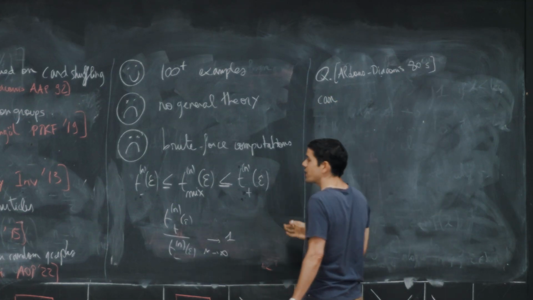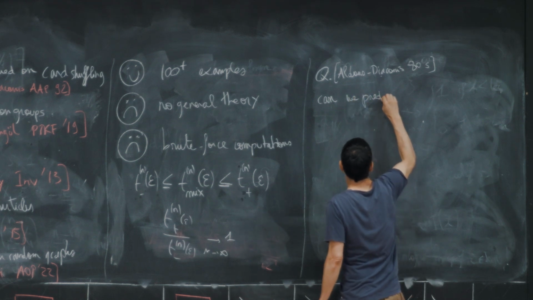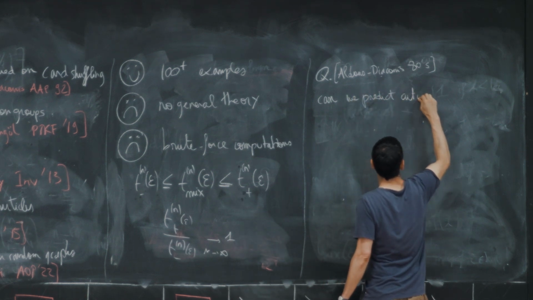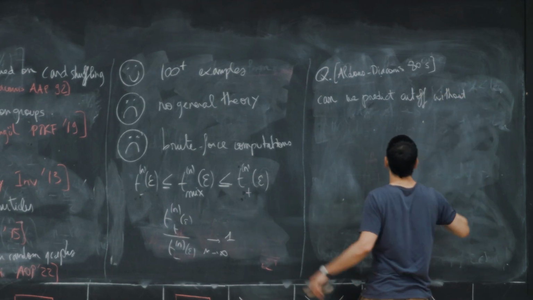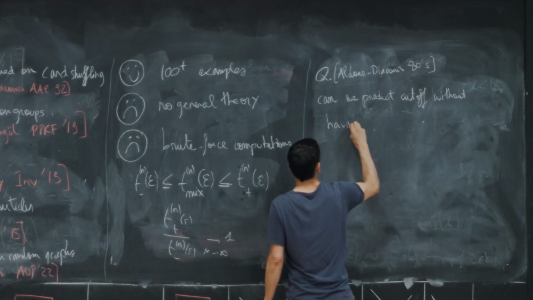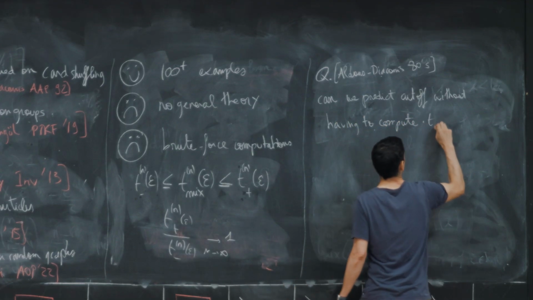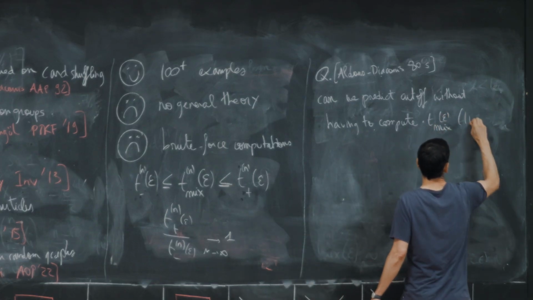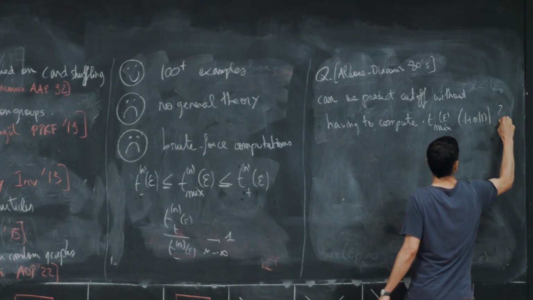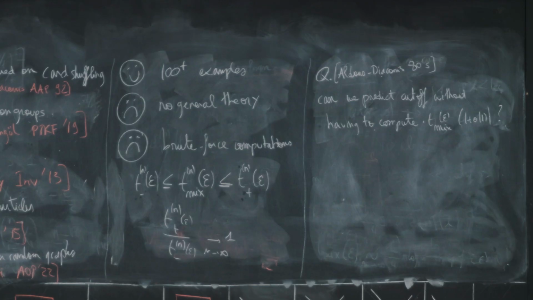So the question is, can we get a proper theory of cutoff? Can we predict the cutoff on any model without having to do this, to compute the mixing time up to this prefactor precision? Right? So 1 plus little o of 1 precision. Okay, and that's the question. It was raised 40 years ago, and it's still open in generality.